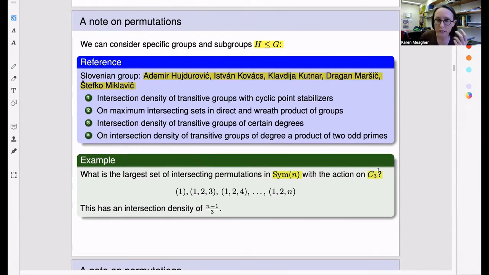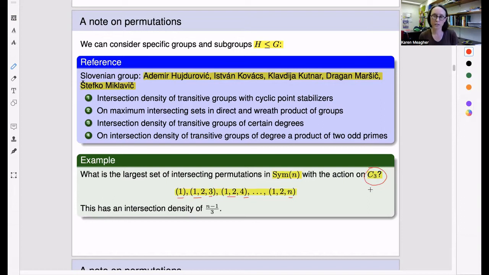And then if you spend a little bit of time thinking about it, what we're looking for is the largest set of permutations so that one times the inverse of the other is a 3 cycle. You can just play around with your multiplication. You don't need to know anything else other than how to multiply permutations. And you'll quickly see that it's going to have to be a set that looks like this. You can have the identity, and then you can have (1 2 3), (1 2 4), up to (1 2 n). And so this is the biggest set of intersecting permutations with this action for the C3.